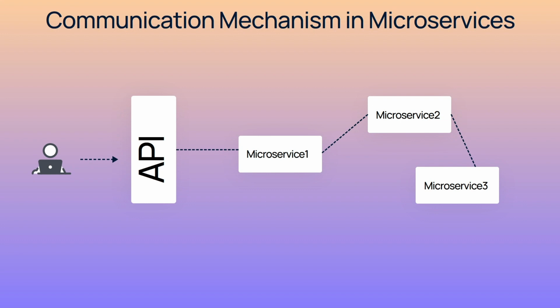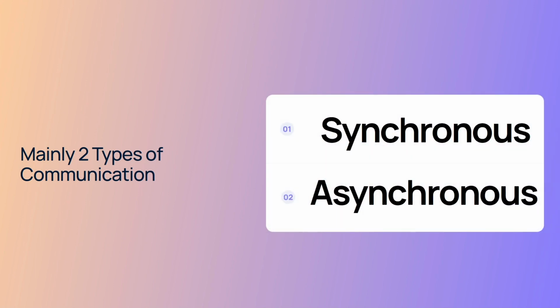They communicate over HTTP protocol or gRPC or through some message brokers. So we will see these communication mechanisms in this video. There are mainly two types of communications, synchronous or asynchronous.